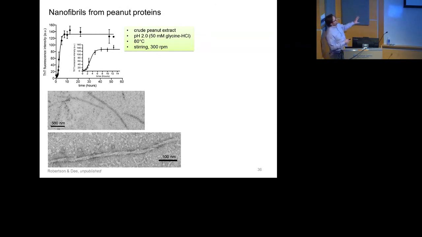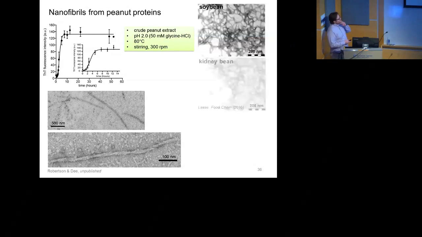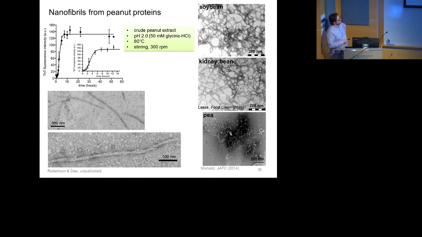In Georgia, I started doing this with peanut proteins just because I was in Georgia. They grow a lot of peanuts, and nobody had tried this with peanuts before. So we said, let's see if peanuts can make fibrils. We just take a crude extract of peanuts, grind them up, put them at pH 2 and heat them up, and we get these really nice fibrils. There have been another two reports of people taking legume proteins and making fibrils out of them. Our fibrils look different.